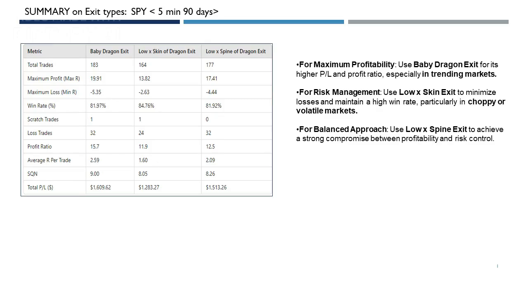For maximum profitability, the Baby Dragon exit is recommended. For risk management, the Low X Skin exit is ideal, and for a balanced approach, the Low X Spine exit is the best choice.